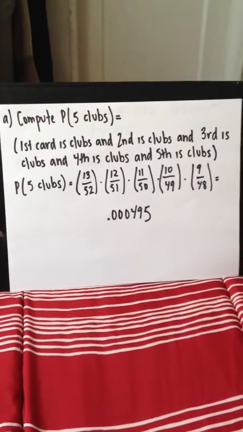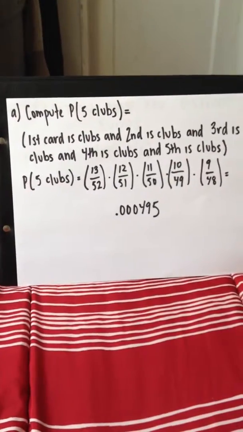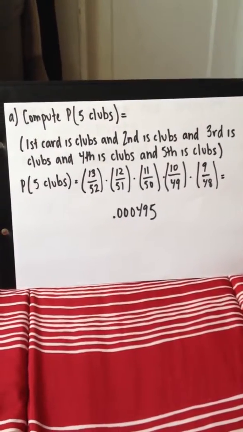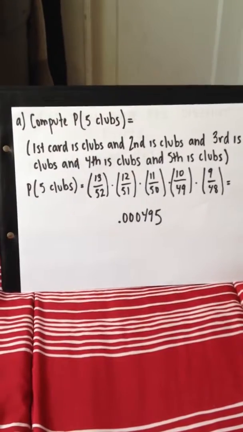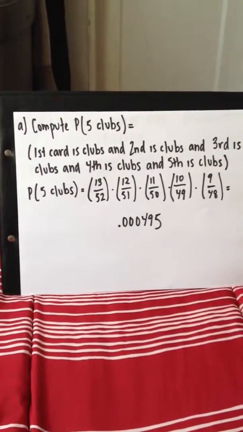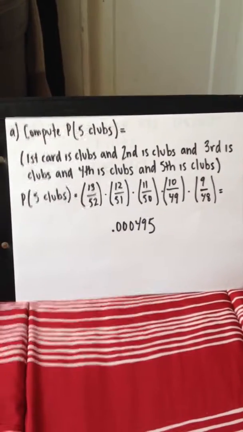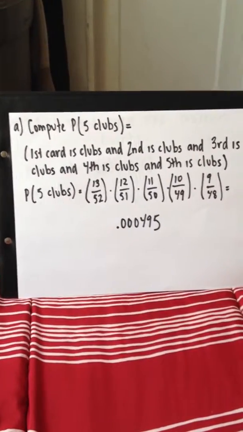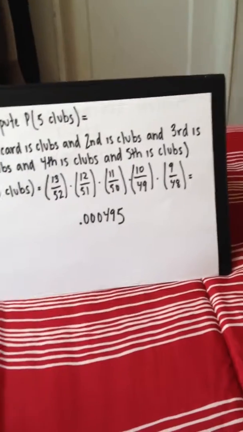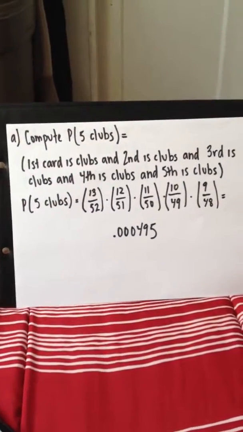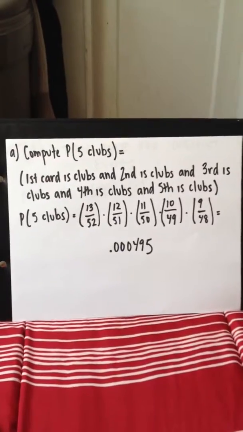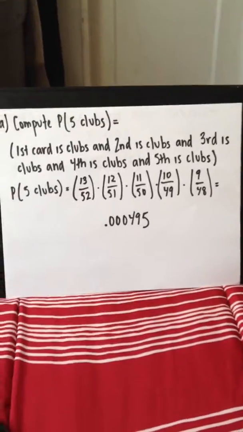Then once we take it out, we only have a 12 out of 51 chance of getting that the second time, and it keeps going down by 1, down by 1, down by 1, and you get 0.000495. And the reason it keeps going down by 1 is because you don't replace the card back in the deck.